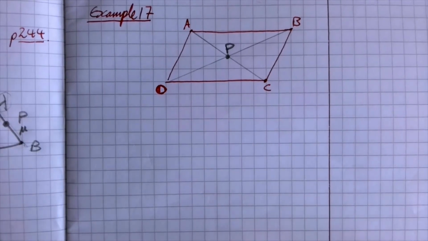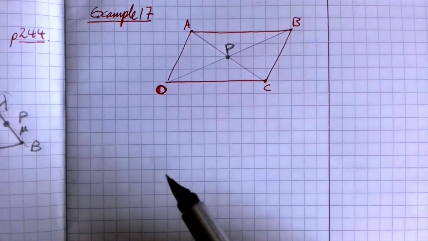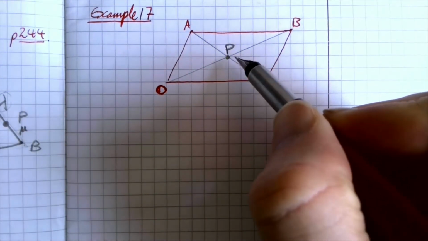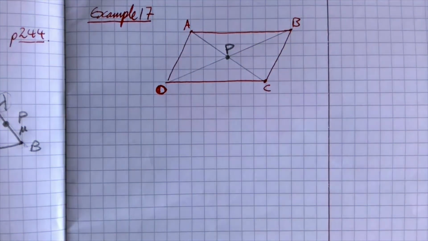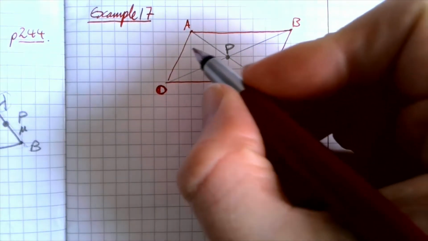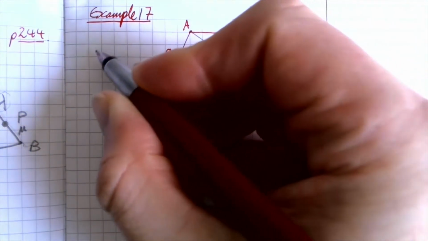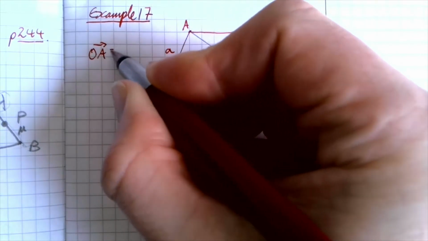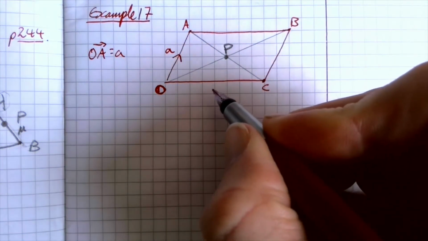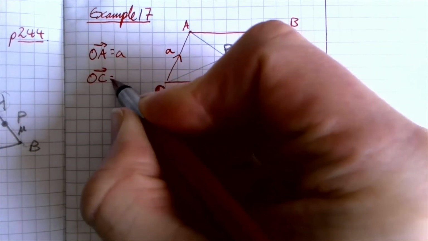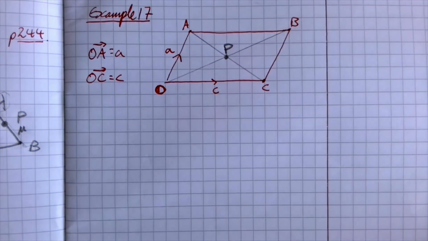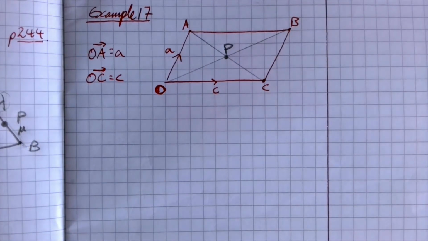So the question here says that OABC is a parallelogram again, and that P is the point where the diagonals OB and AC intersect. The vectors A and C are equal to OA, so OA is A, and OC is C. So those bits are nice and obvious. Now, in order to prove this, we're going to need to think about how we get to P, and we're going to need to do it in slightly more than one way.